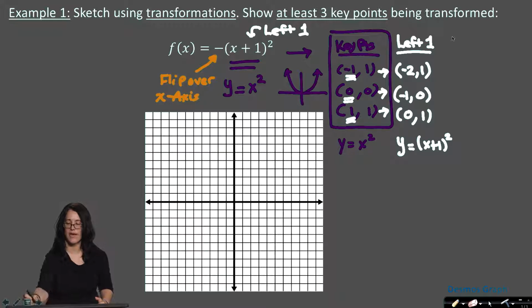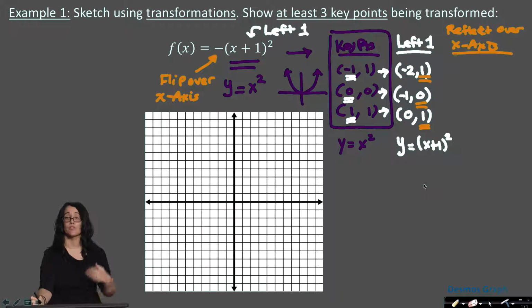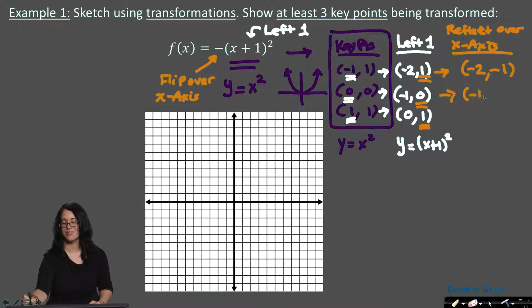But the way we do that, to reflect over my x axis, is to change the signs of my y values. So my y values are now going to change from positives to negatives, it looks like. So instead of negative 2, positive 1, I have negative 2, negative 1. Instead of negative 1, 0, well, you can't take the opposite of 0, so that part's still 0. But instead of 0, 1, I have 0, negative 1. And this should now be the graph for the whole equation, negative parentheses x plus 1 squared.